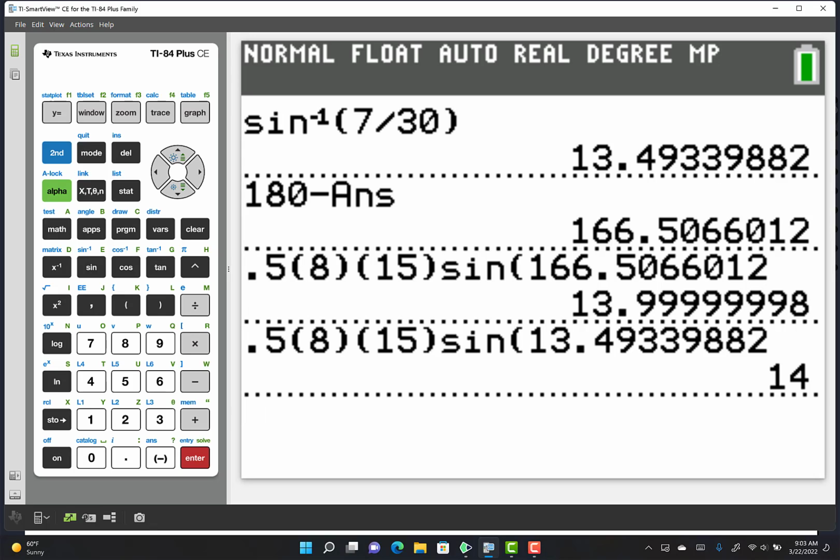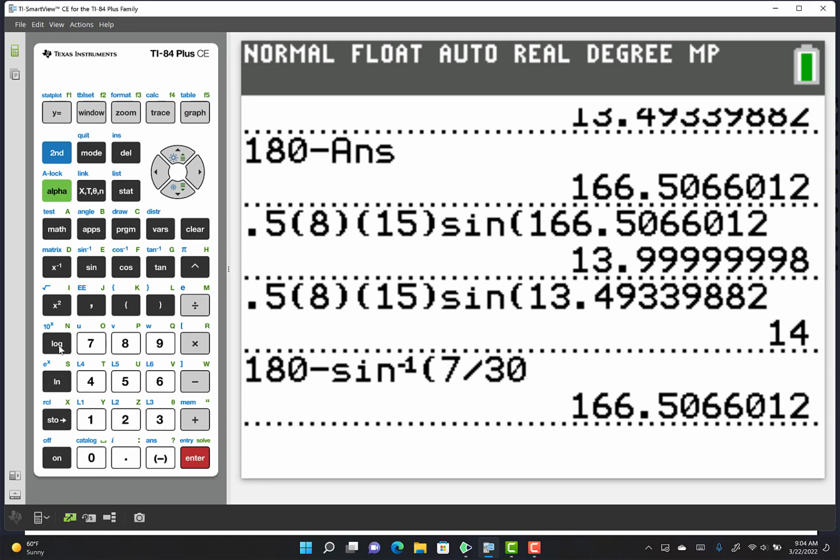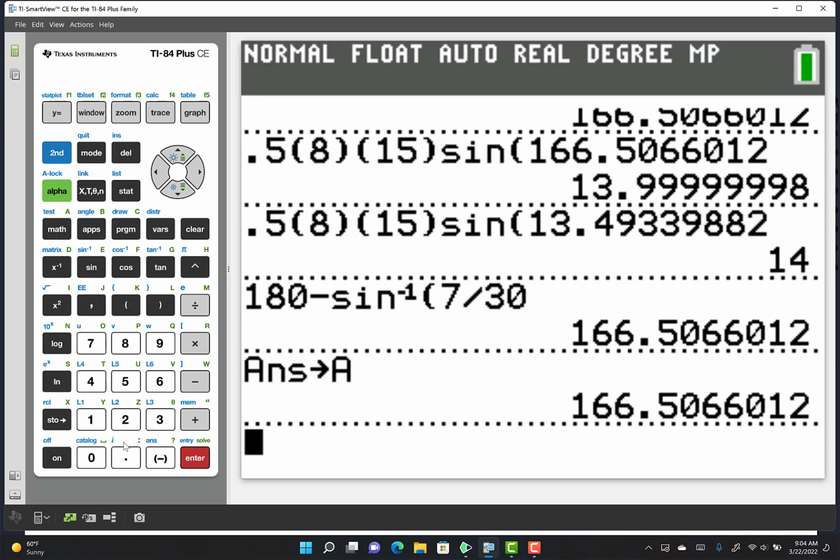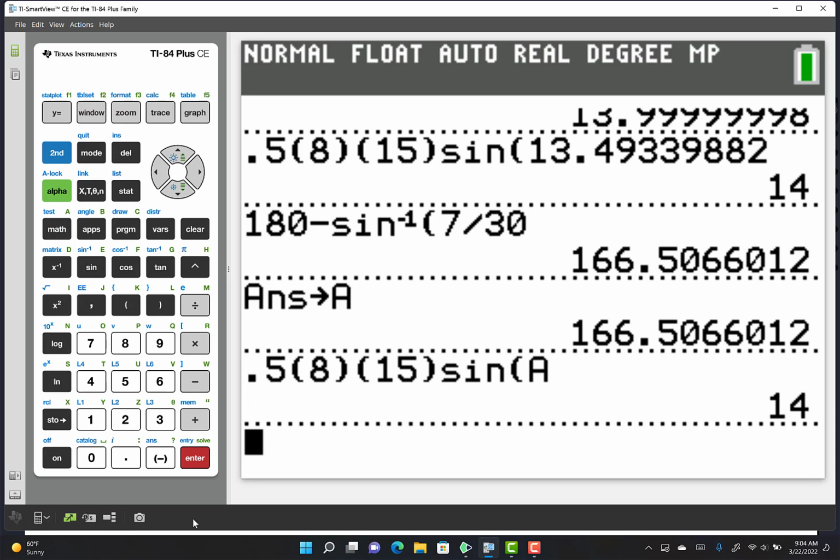Cool. You know what? I don't like that it was 13.99. Let me do it again, but this time I'm going to do it like this. 180 minus arc sine of 7 over 30. Just for kicks, guys. So there it is. I'm going to store this to A. I guess I should have used the letter C. 0.5 times 8 times 15 times sine of A. Let's see, is it going to work? Okay, now it works, because we're using the exact value. Isn't that cool? All right, we're done.